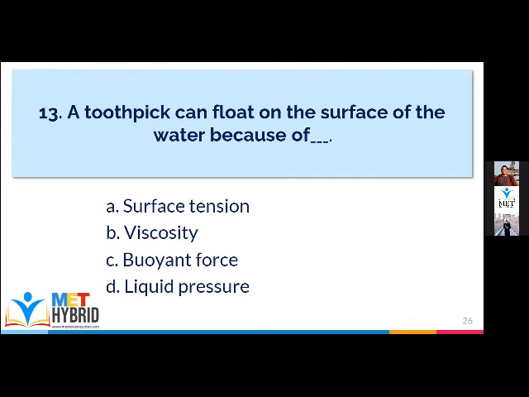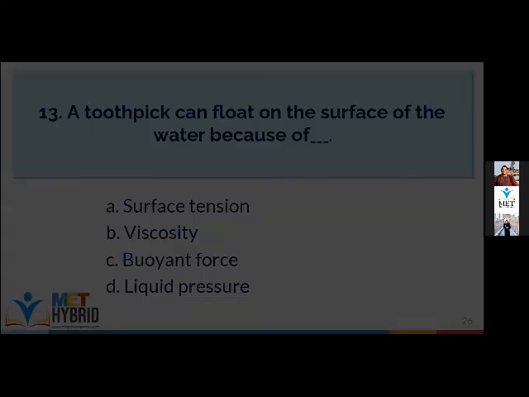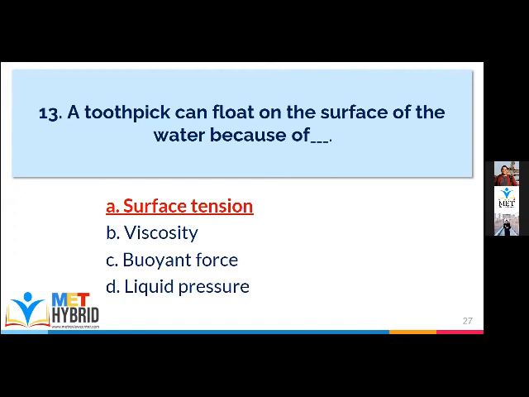The major confusion here is actually between surface tension and buoyant force. When you say surface tension, this is actually a consequence of a physical water property called cohesion. You have many water properties, but cohesion is the one that causes surface tension.